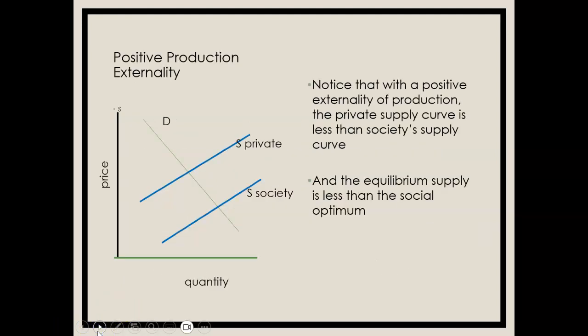If there's a positive production externality, the situation with the supply curves is reversed. Essentially, the private firm isn't taking into account all the benefits it creates for society when deciding how much to produce. So its supply curve is less than that of society, and it is to the left of the social supply curve. And in equilibrium, the firm facing a positive externality will produce too little of the good compared to what the social optimum would be.